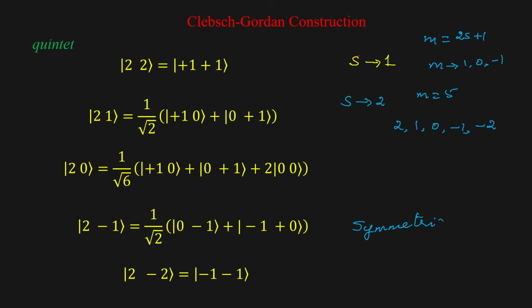So in total, how many states do you have? One singlet, plus 3 triplet, and 5 quintet.